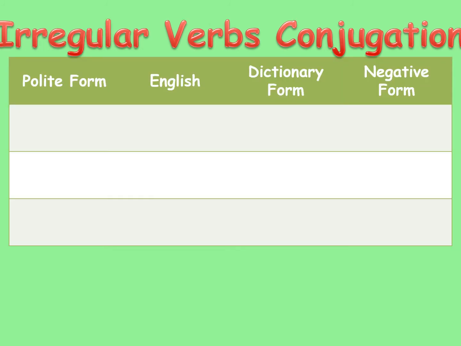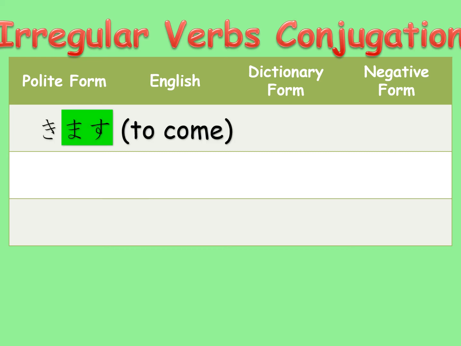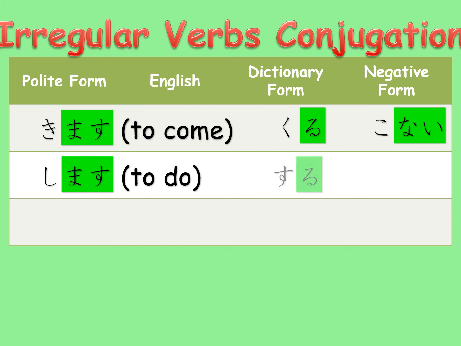Now, irregular verbs. They don't follow any rules, so you need to remember them as they are. きます, くる, becomes こない. します, する, becomes しない.